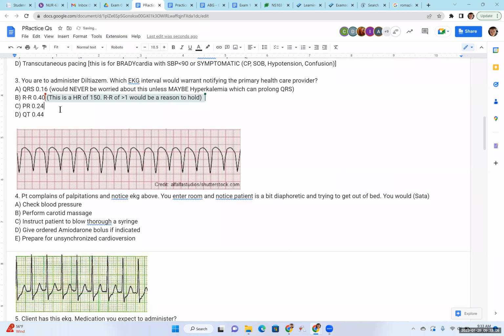All right, so PR interval. Does everybody know why that is? How do you calculate a rate on a patient that has a regular rate? It's 60 divided by the R to R, right? And that's how you get a rate. 60 divided by R to R.